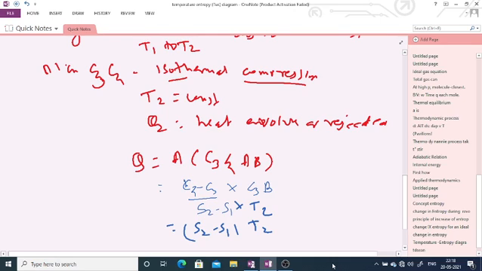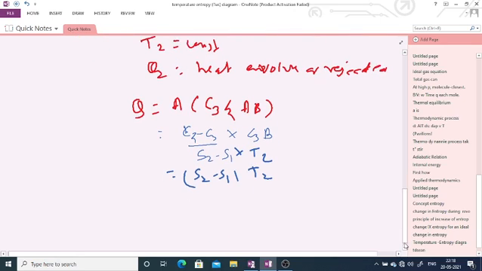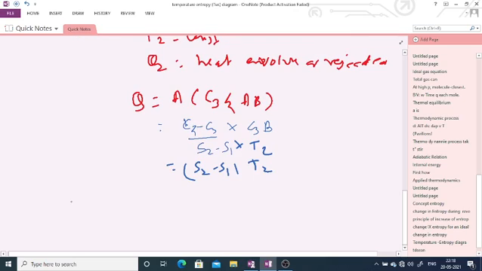Now consider the last step, which is along C4 to C1. Along C4 C1 we get the adiabatic compression, and in adiabatic there is no exchange of heat.